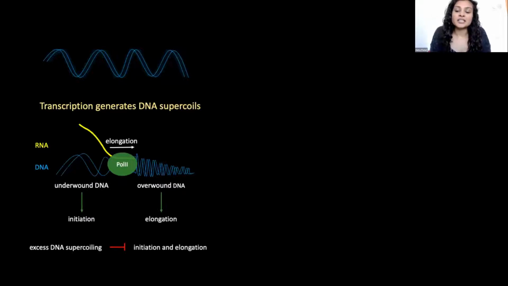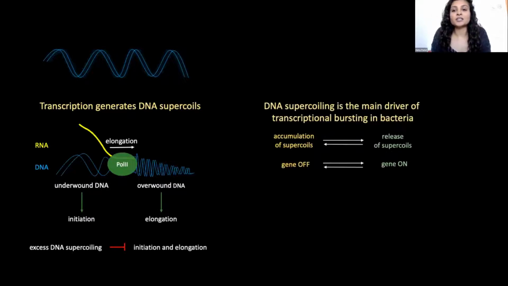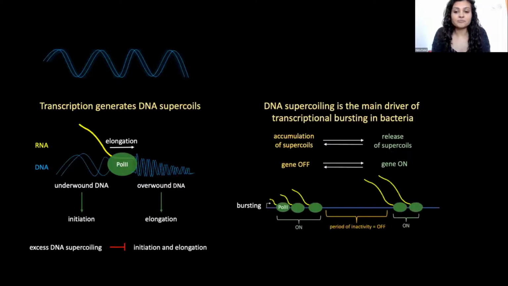And what's really interesting is that in bacteria, the accumulation and release of DNA supercoils can stochastically switch genes on and off, resulting in a phenomenon known as transcriptional bursting. Bursting has been observed from bacteria to humans, and it's a fundamental property of genes where transcription occurs in pulses during an on period, and these on periods are interspersed by off periods where there is no transcriptional activity.